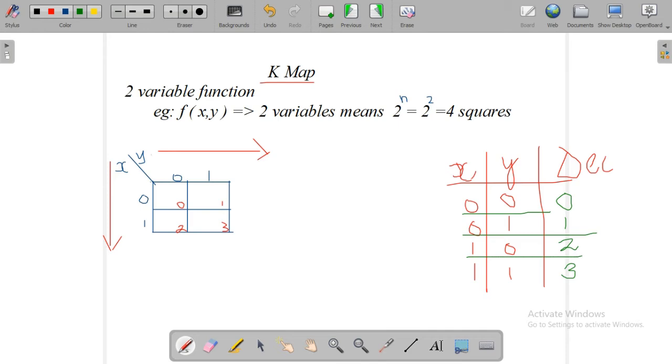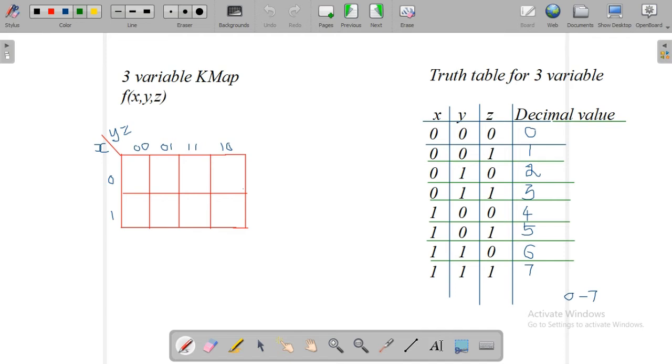Next one, x is 1, y is 0. What is the decimal value? Yes, 2. So we have written 2 here. Like the last one, 1 and 1, that is 3. As per this we are writing the decimal values. These are the binary number representations, and inside the cells in the right corner we have written the corresponding decimal values. I hope everyone understood this 2 variable K-map.